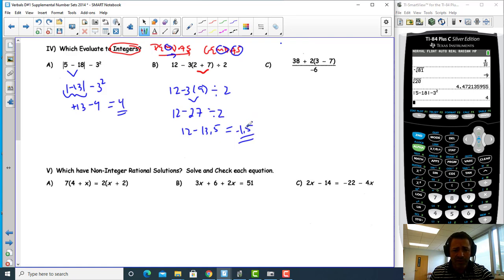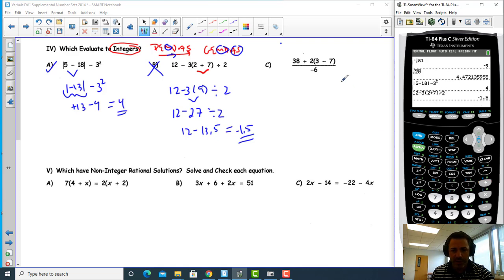Integers are the whole numbers and their opposites. They do not include partial values. So although expression A evaluates to be an integer, expression B does not. We could check that on our calculator. 12 less 3 times the grouped quantity 2 plus 7, and divided by 2. And hopefully we get the same value. That would indicate that we did it correctly, and we did.